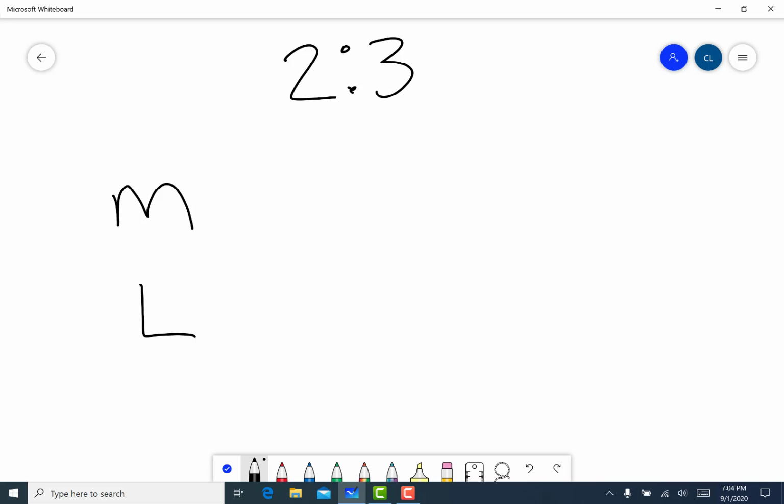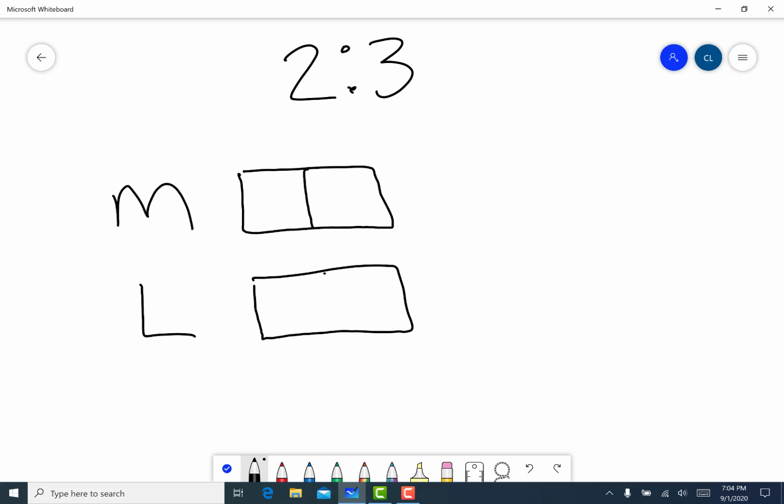Our initial ratio is 2 to 3. So Mason should have 2. And Lainey should have 3. It's supposed to look a little better than that because you want to show that the boxes all equal the same thing. All right. So what they're saying is these 2 boxes for Mason need to equal 4.